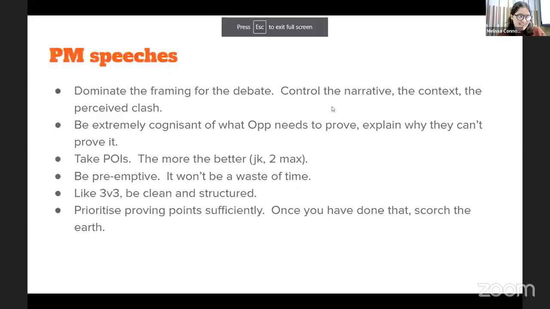Okay, PM speeches. So the first thing you want to do, and continue throughout, is to just dominate the framing for the debate. I talked about this a little bit earlier when I was talking about the narrative and making sure you bring that imagery, but you really want to control the framework for the debate, control the imagery, control where we think the debate takes place, and just make that clear. Because as soon as you are ambiguous on that, it will be weaponized by everyone else in the debate. It'll be weaponized by your opposition, saying, oh, they didn't think about this context. They said it in a way that's more advantageous to them.